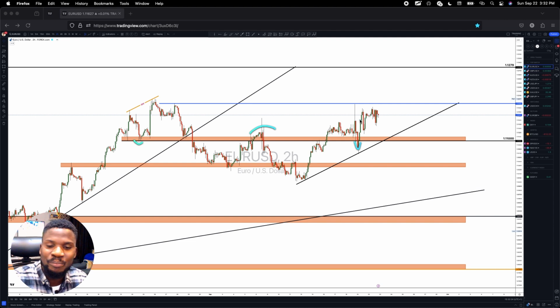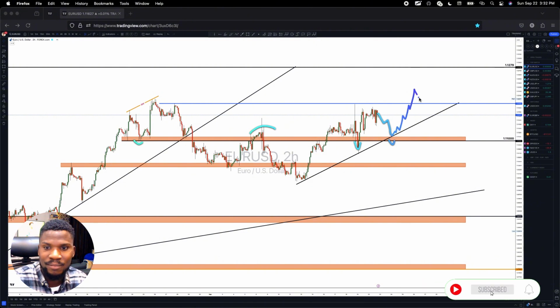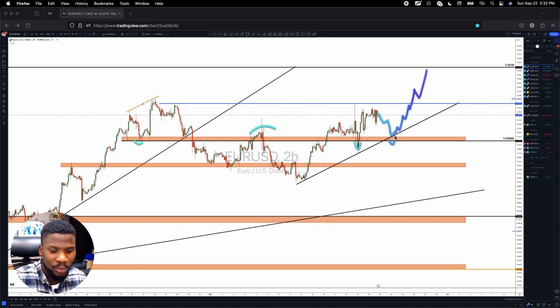So there is a possibility that euro dollar could come all the way back down, use this particular area as support again, and then maybe bounce off from there. Okay, that is the first part I will be looking forward to as far as euro dollar goes.